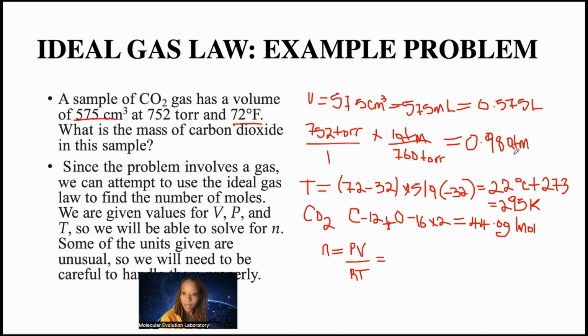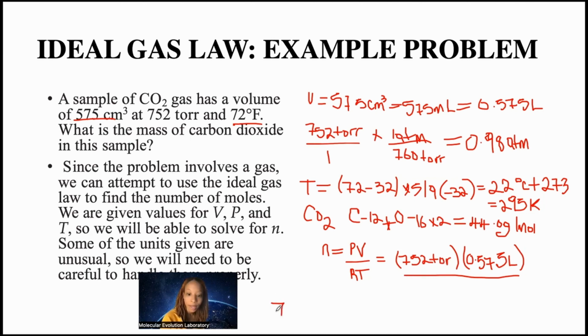We can use atmospheres or we can use torr, the torr that was given. Generally, we tend to use atmospheres, but for this case, I'll use torr. So this would be 752 torr, and the volume is 0.575 liters, divided by the constant in torr. Remember that the constant is 0.082 in atmospheres. We'll have to convert that to torr, so you can multiply by 752.